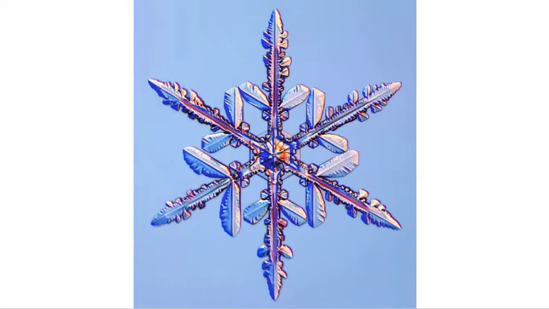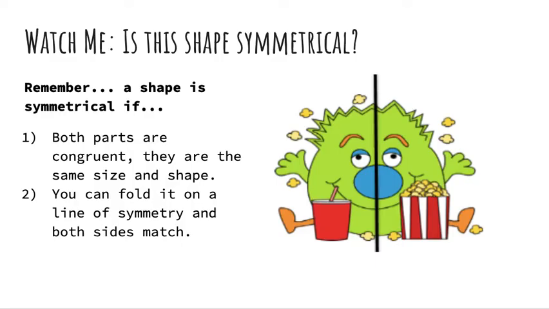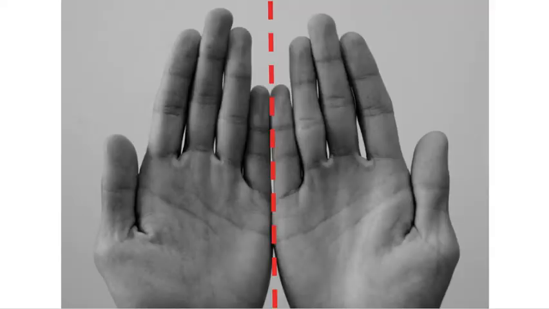This snowflake has lots and lots of lines of symmetry. I just drew two. But there's more than that. These hands, they have a line of symmetry too, right down the middle. So, I'm going to shift into another little part of this video, but you guys did a really good job looking for lines of symmetry.